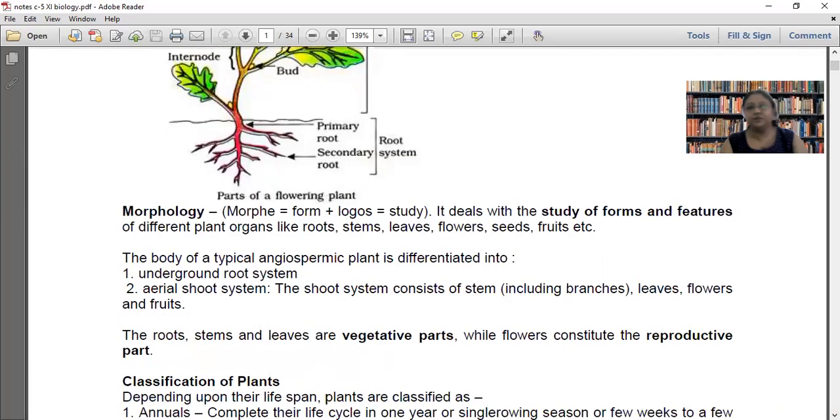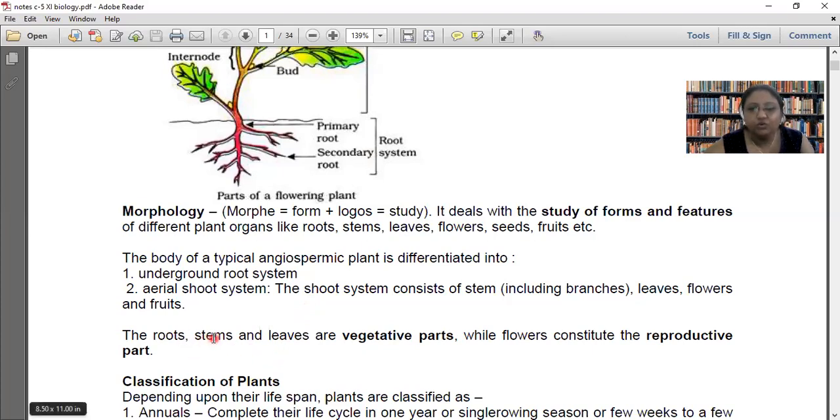A typical angiosperm can be divided into two main parts, that is the root system, which is generally underground. But let me tell you, interestingly, in this chapter you will learn about things that you never imagined in your life. Apart from that, there is an aerial shoot system, which is generally present above the ground, which includes branch, leaf, flowers, fruits, buds, etc.